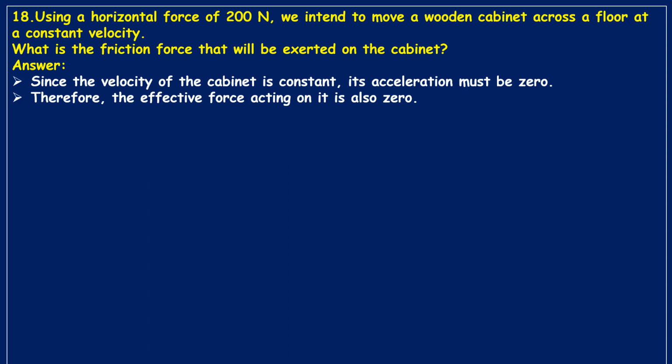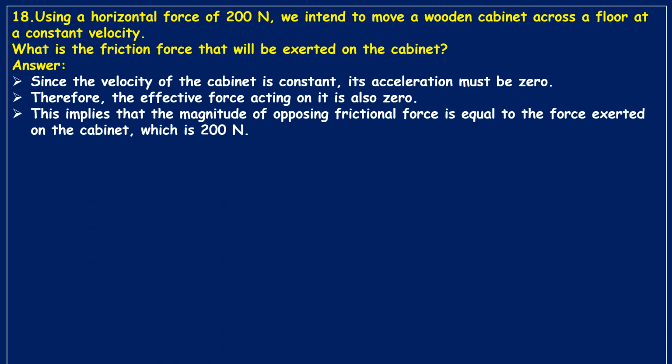The effective force acting on it is zero. This implies that the magnitude of the opposing frictional force is equal to the force exerted on the cabinet, which is 200 newtons. Since it is moving at constant velocity, no effective force would work on it. So whatever force is acting on the cabinet will be equal to the frictional force acting on the object in the opposite direction.